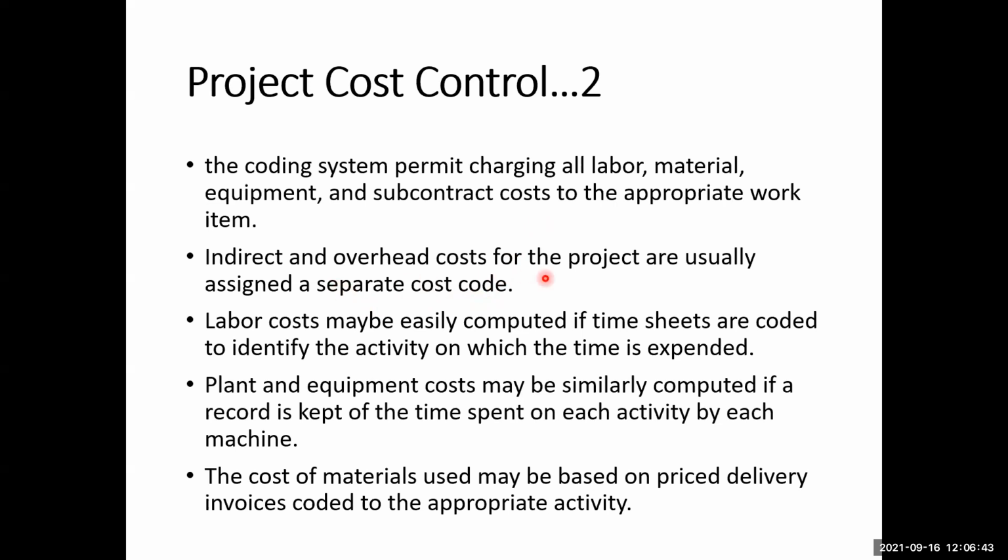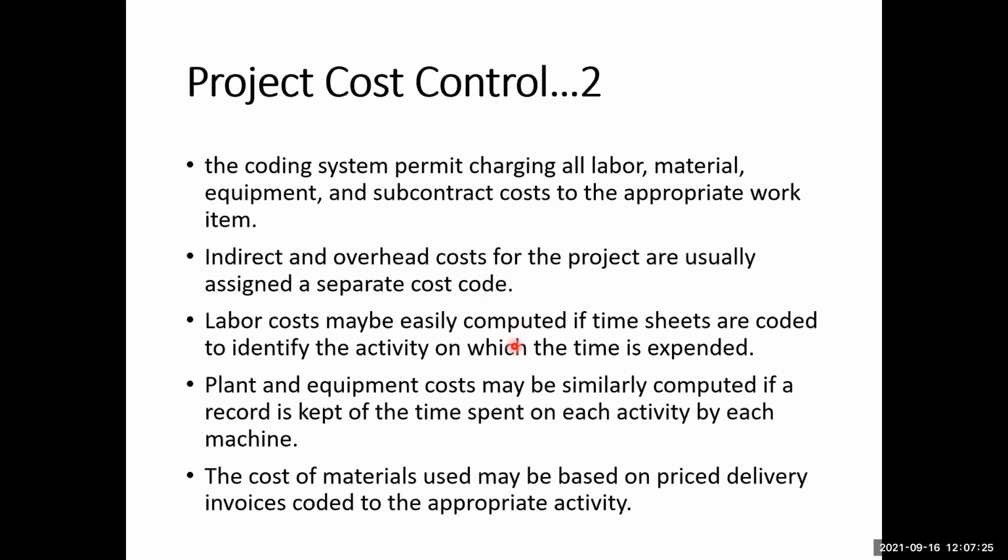Indirect and overhead costs for the project are usually assigned a separate cost code. Remember that when we are talking about assigning the costs into the schedule, we are talking about the direct costs, that is, the direct cost for the labor, material, and equipment. The indirect costs are those which are not specific to certain activities in the project, but are on an overall basis for the project. These costs are usually assigned a separate cost code because they are separate in nature from the direct costs.